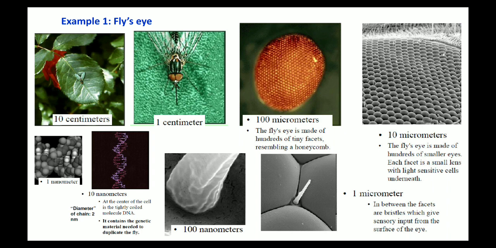I think you all are aware about this DNA and genetic materials, and basically it is used to duplicate. It's a new kind of a fly. Okay, so the diameter of the chain of a DNA is 2 nanometer.